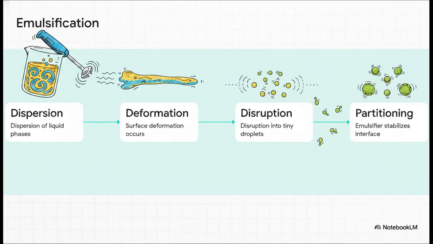Let's break down the mechanical and chemical steps of how an emulsion is actually born. First up is the initial dispersion of the phases, and this usually happens through vigorous mechanical agitation. That mixing causes surface deformation and, eventually, droplet disruption. But actually breaking a liquid down into tiny droplets is incredibly difficult because of a physical phenomenon called Laplace pressure. And this is exactly where our emulsifiers shine. They lower that Laplace pressure, which makes droplet disruption possible in the first place.